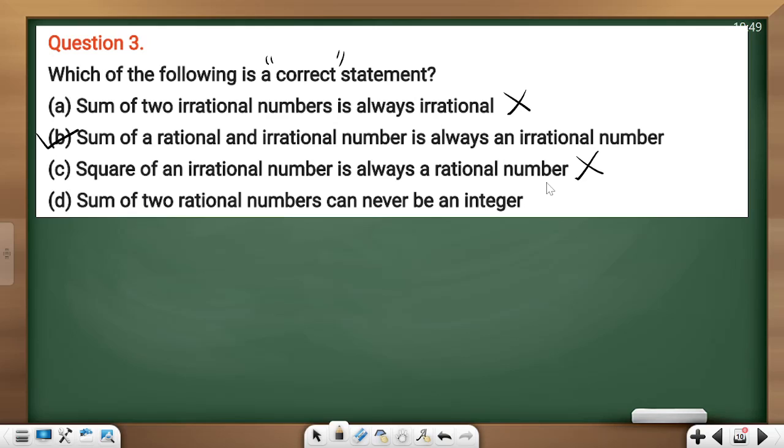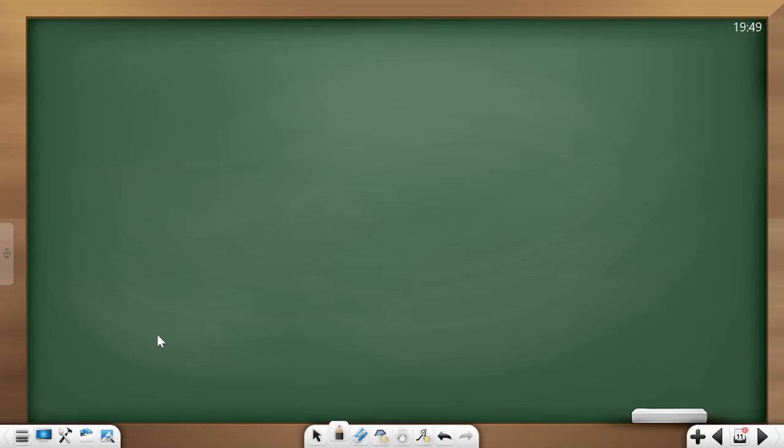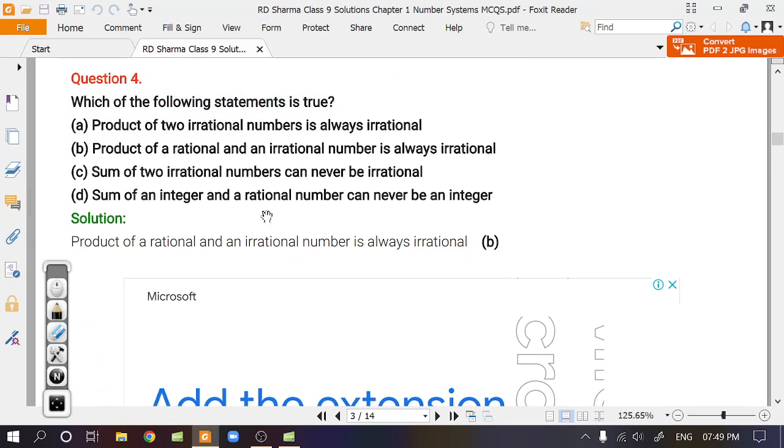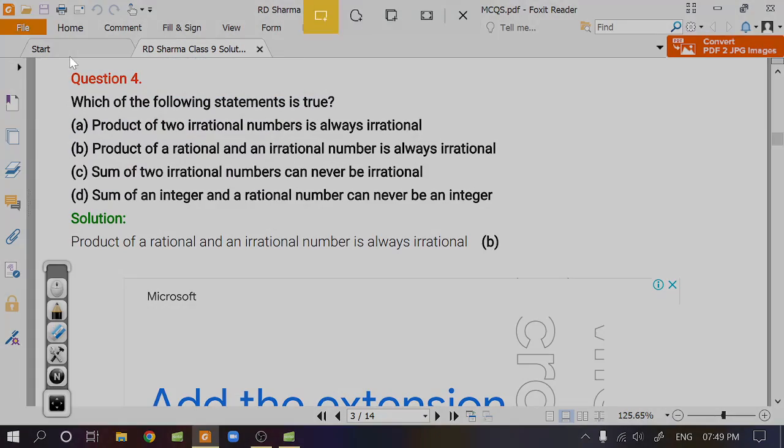Just now, sum of two rational numbers can never be an integer. Arey yaar. See, two rational numbers, like 2 plus 3 is 5. It is an integer. Why is he saying can never be an integer? So this is also a wrong statement. So this is about question 3. Next, question 4. See, all these questions will really improve our knowledge about the subject.